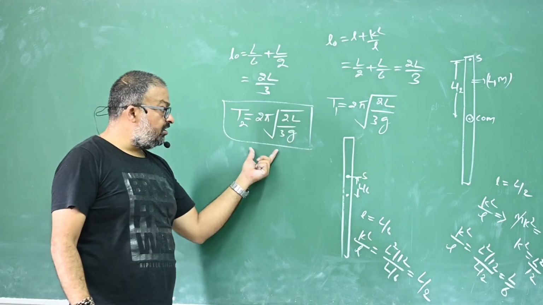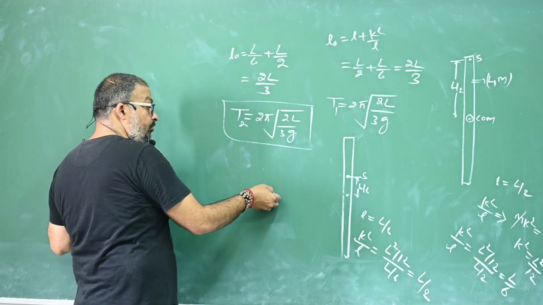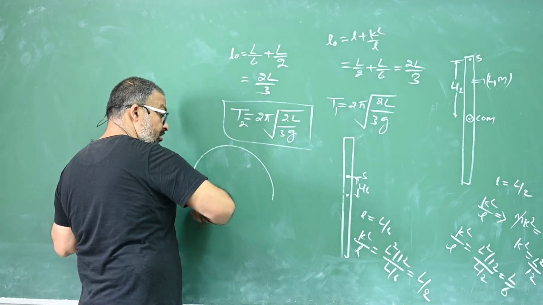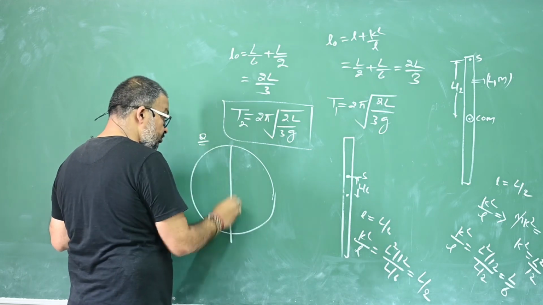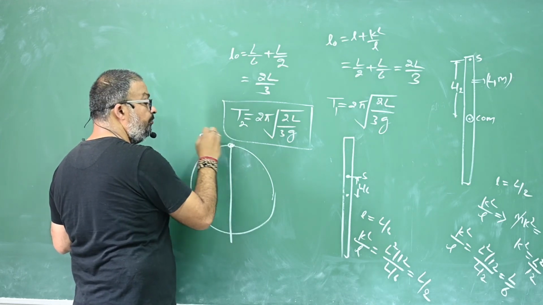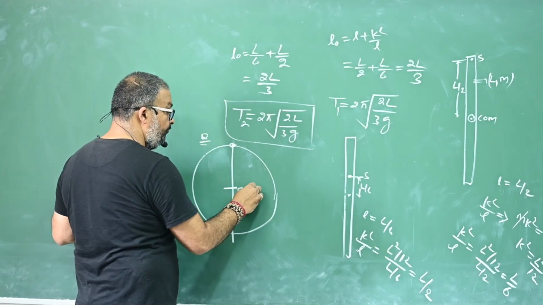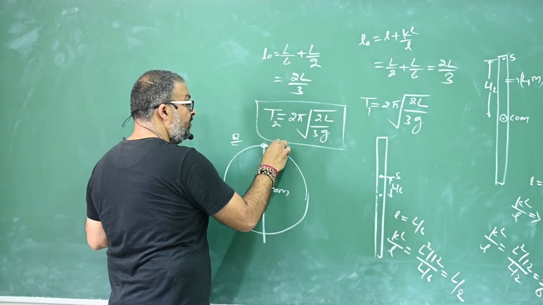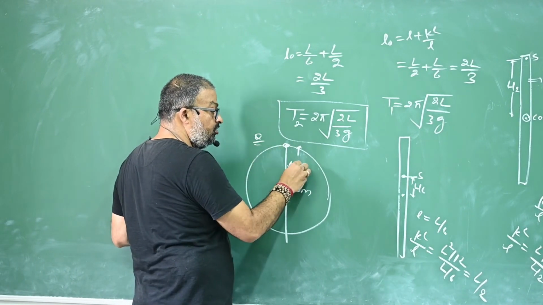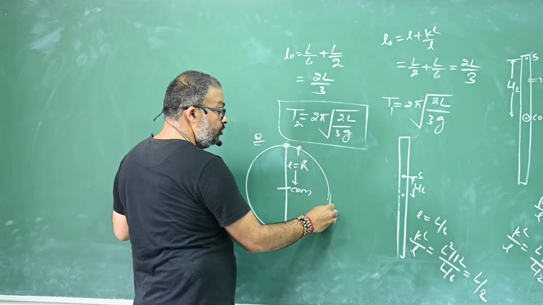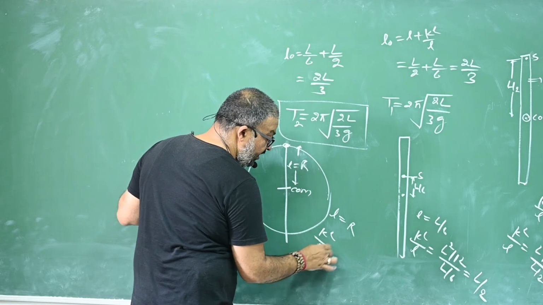Now have you got it? Why are the time periods the same? Is that okay? Again, we did a question of a circular disc, right? And it was suspended from a point on its circumference. In that case, this is the center of mass, and the distance of the center of mass from the point of suspension was equal to its radius. So small l equals R. Now we have to calculate K square by L.